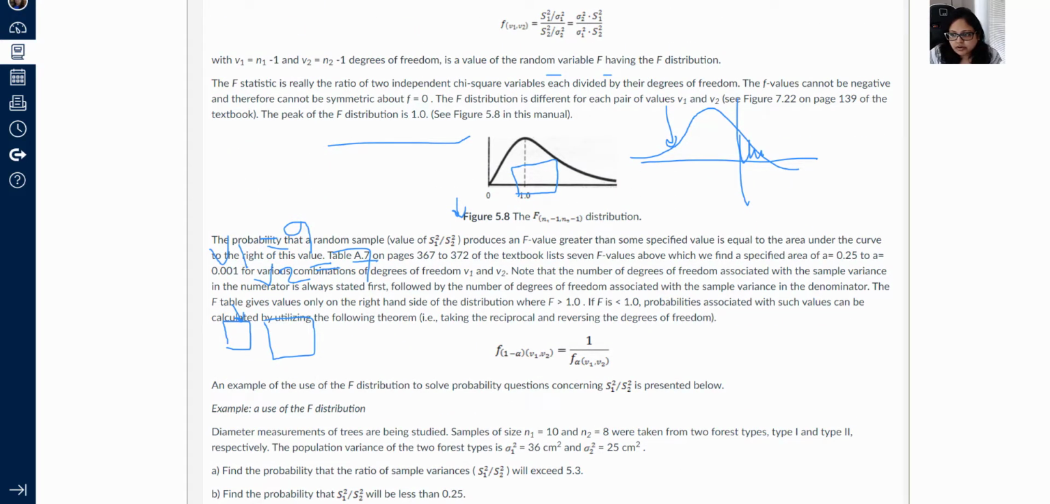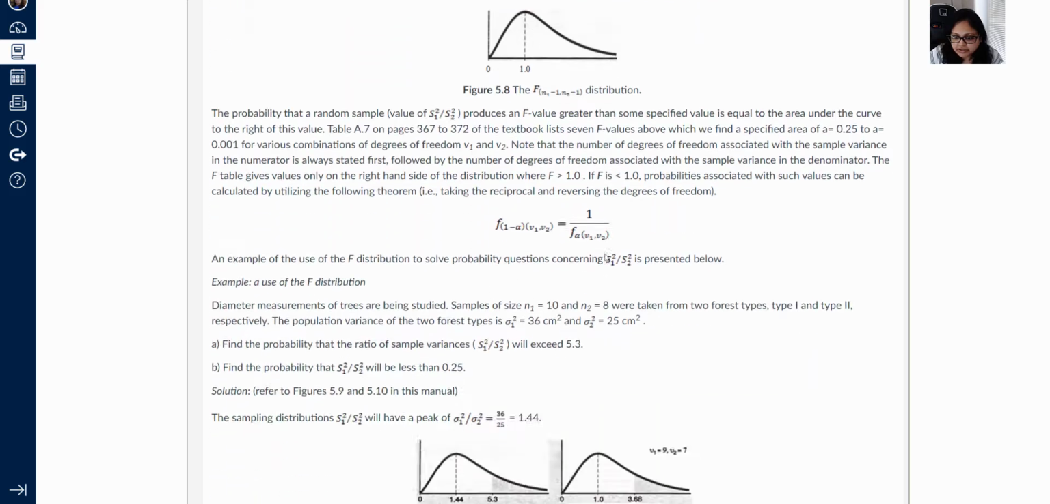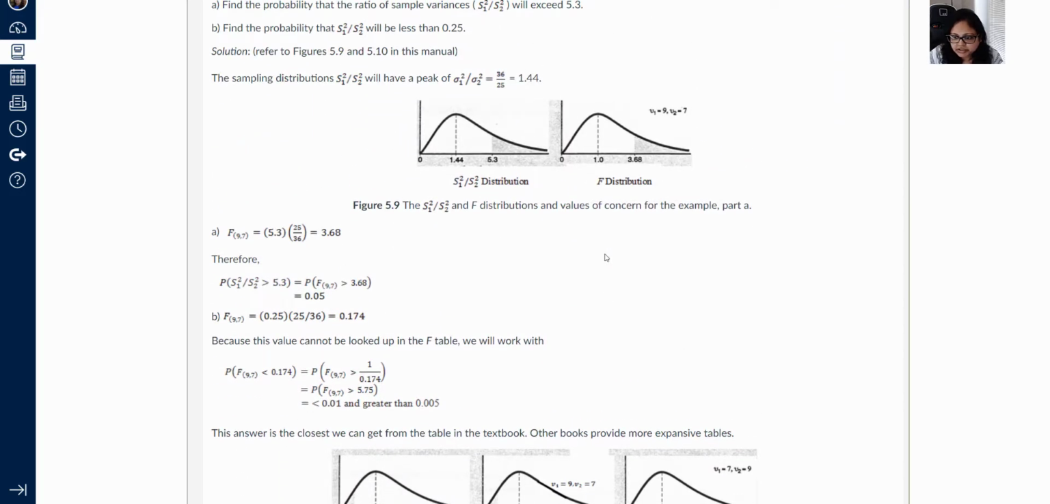To do that, all we need to use is this equation. That means this is the equation we have to use, and then you can see the ratio of them and then the ratio of the population variance. So that's the same thing we did in here. You can see that we use the ratio of the population and the ratio of the sample variances.